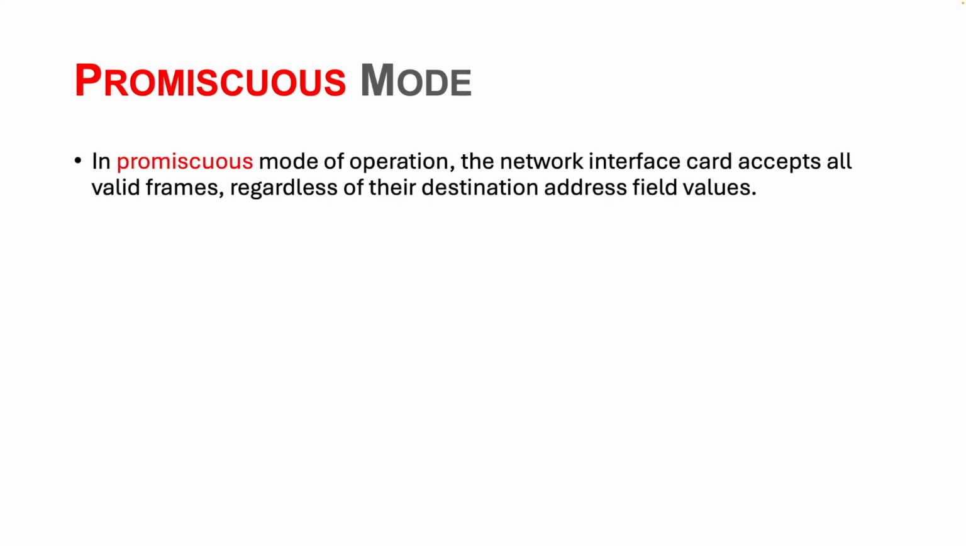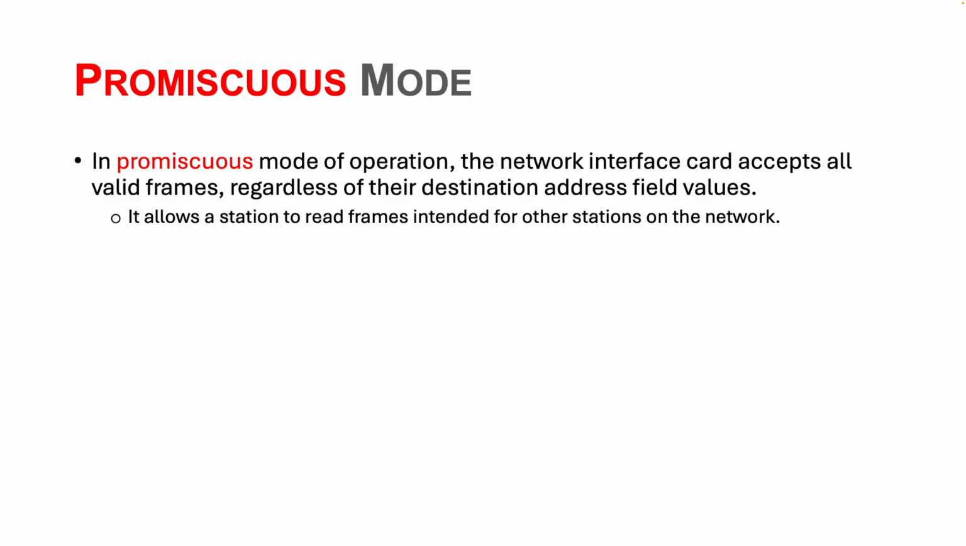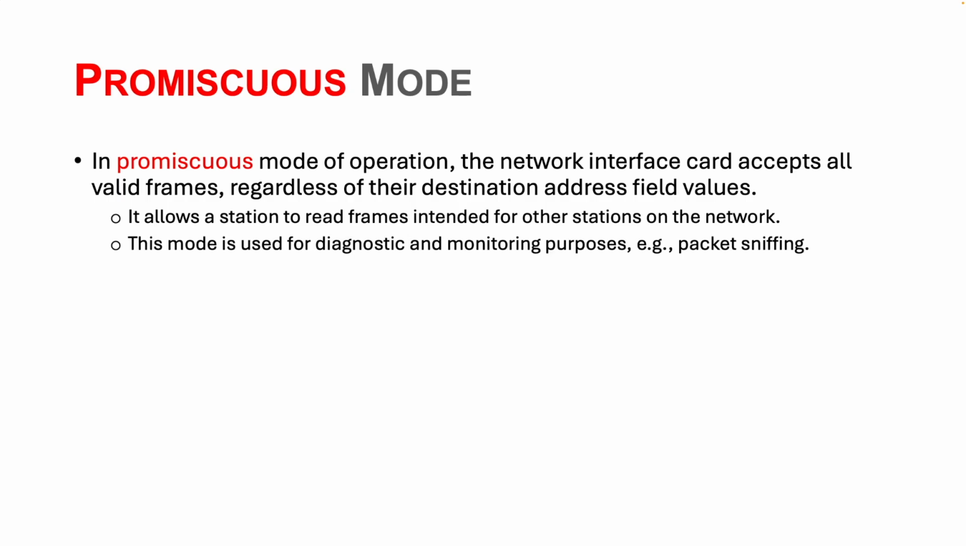Finally, it is worth mentioning that it is possible to configure a network interface card to operate in a promiscuous receive mode. In this mode of operation, the network card accepts all valid frames regardless of their destination address field values. In other words, it allows a station to read frames intended for other stations on the network. This mode is mainly used for diagnostic and monitoring purposes, for example during packet sniffing to analyze or troubleshoot network traffic.